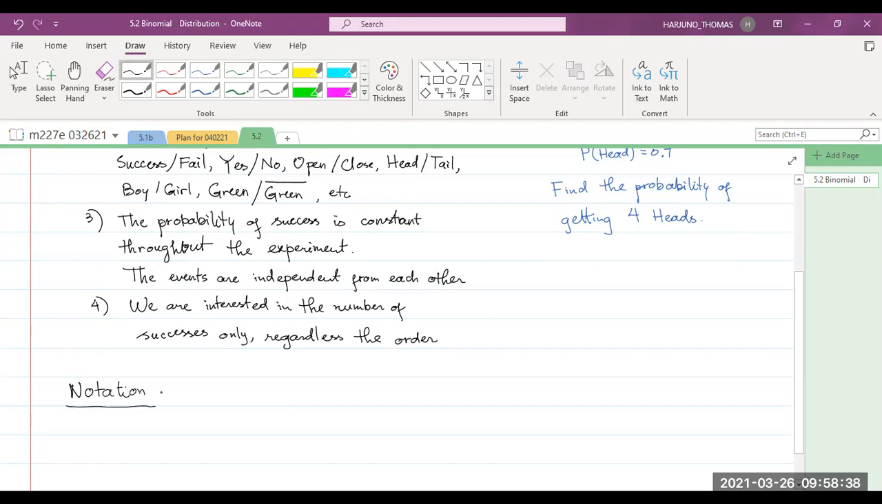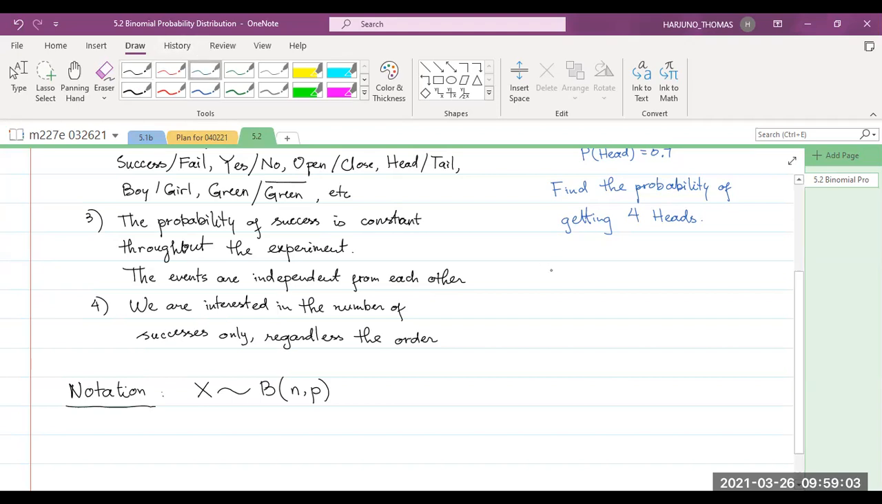If X is binomially distributed, then it will be denoted this way: X, squiggle, up first and then down, B(N, P). In that order. The N is the number of trials. The P is the probability of each success.